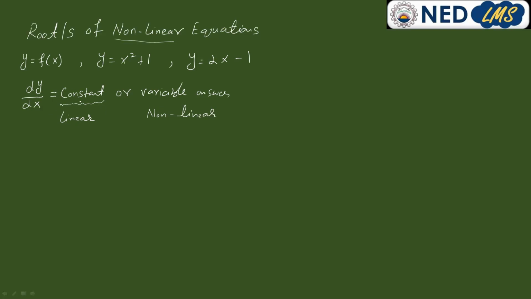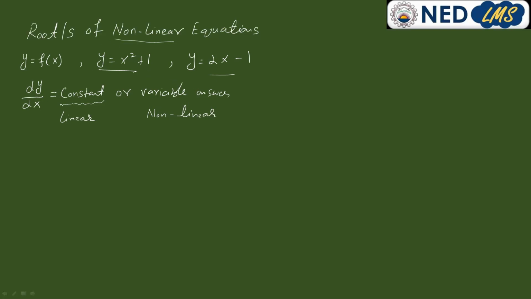So constant is linear. The easiest way is just to compute the derivative. If it is constant, then it is a linear equation. And if not, then it will be variable, and it will be a non-linear equation. But how do you classify that? For example, these are the two examples that I selected earlier.